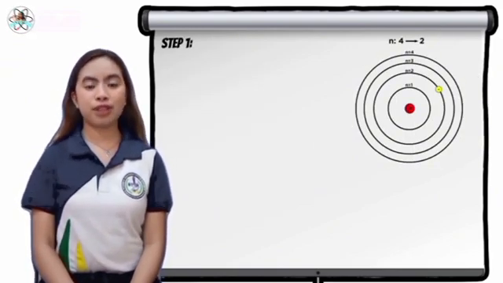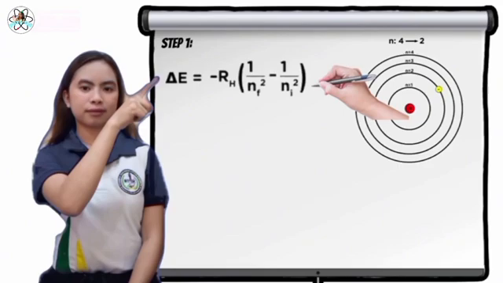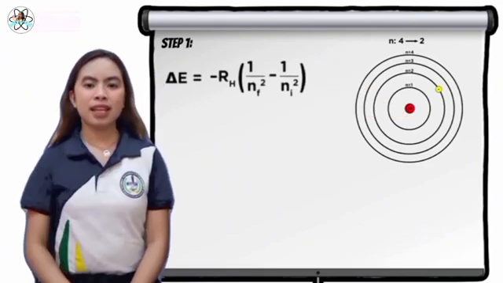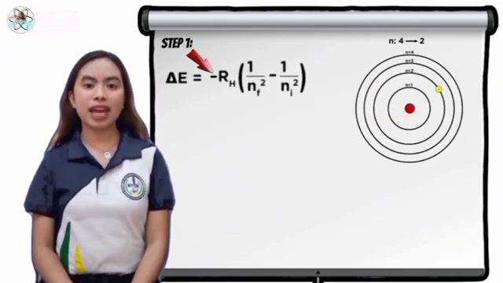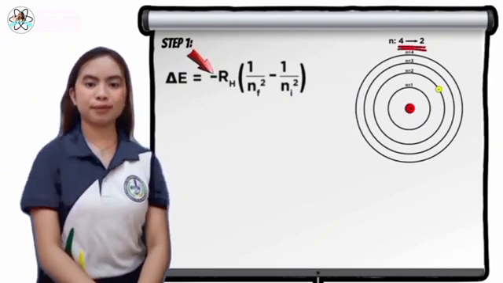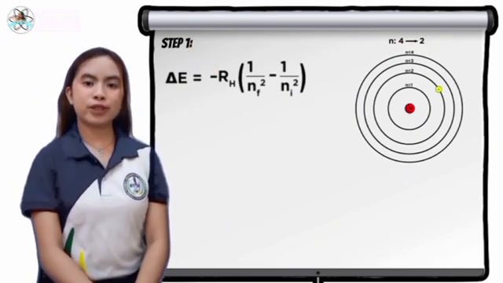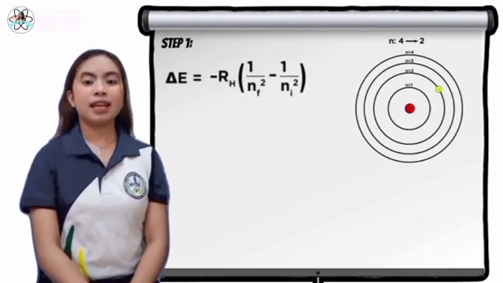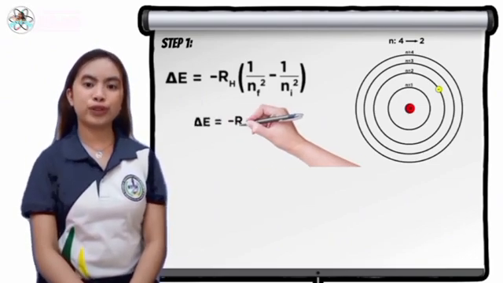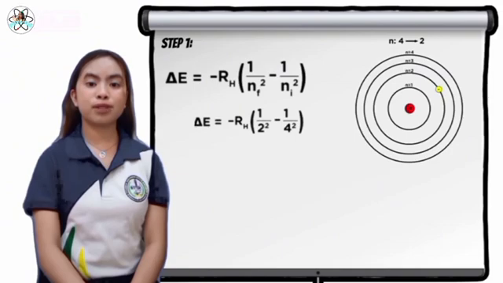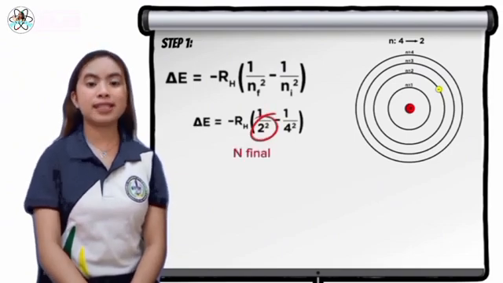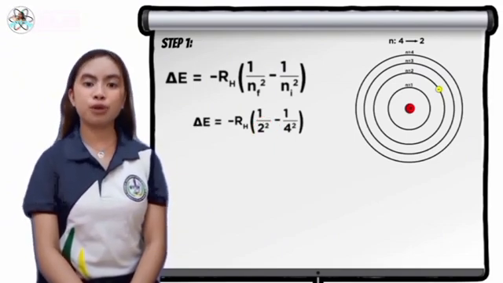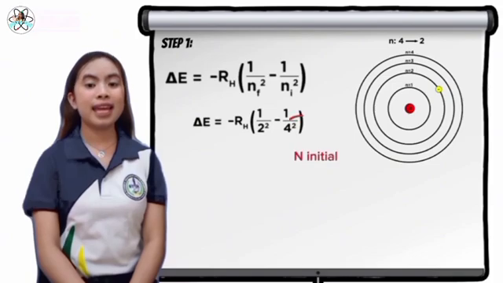So let's use this formula. The negative sign indicates that the energy is emitted during this transition. Let's first substitute these values in the Rydberg constants into the formula. So energy change is equal to negative R sub H times 1 over 2 squared, which is the N final, minus 1 over 4 squared, which is the N initial.